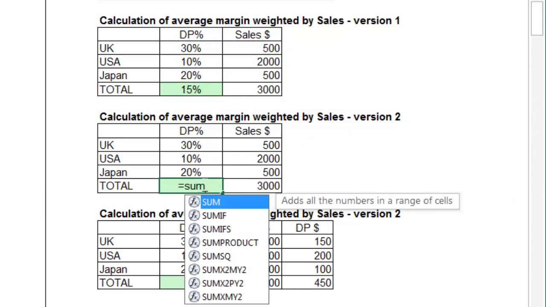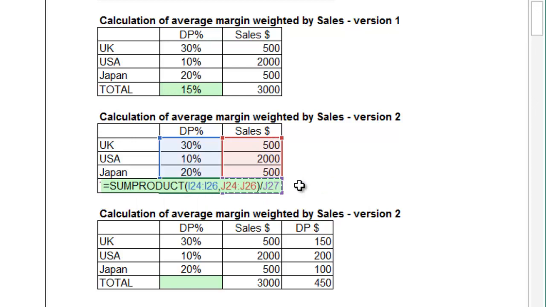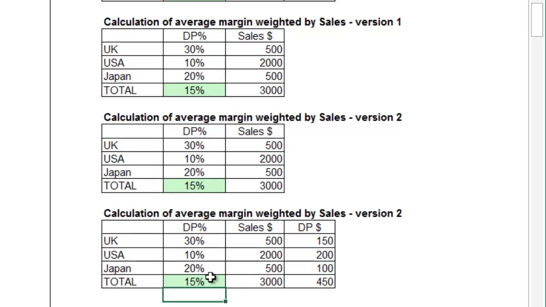The second formula uses the sum product function, which adds and multiplies the margins and sales. Its result needs to be further divided by the sum of the sales. This function is described in detail in the beginner functions lesson. The third method is the simplest for most people, but it requires the creation of an additional column with the value margin. The values in column K are obtained by multiplying each of the percentage margins by the sales. To calculate the average percentage margin, simply divide the sum of the margin by the sum of the sales.